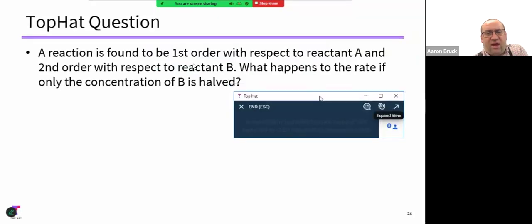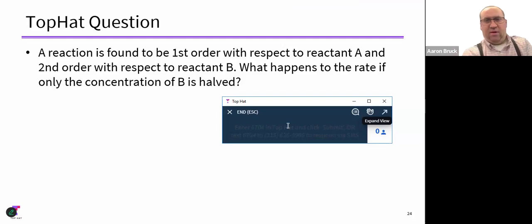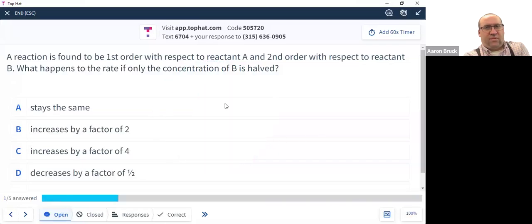All right, the question is, we have a reaction that is first order for A and second order for B. What happens to the rate if the concentration of B is cut in half? And so this is a multiple choice question here.